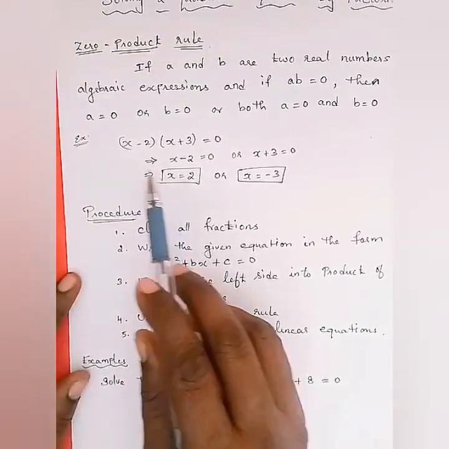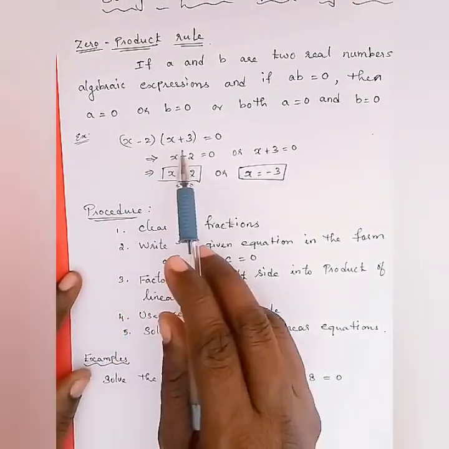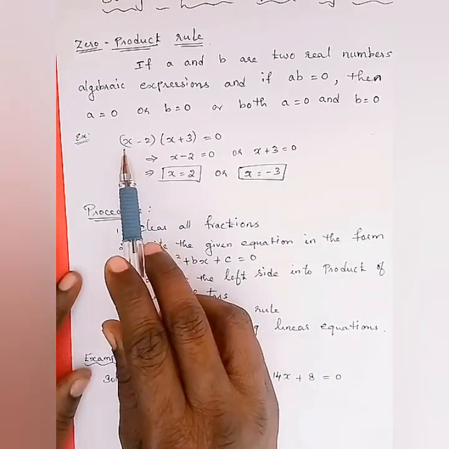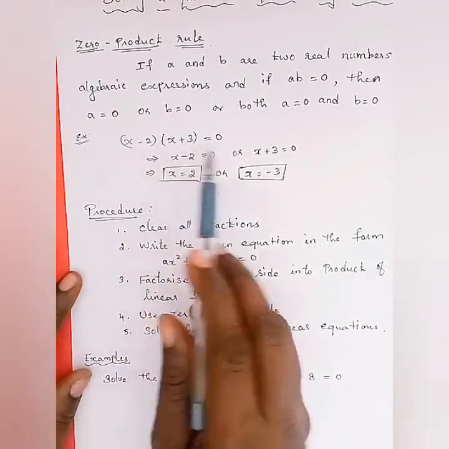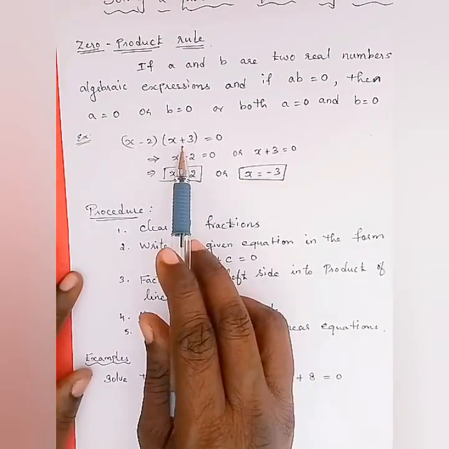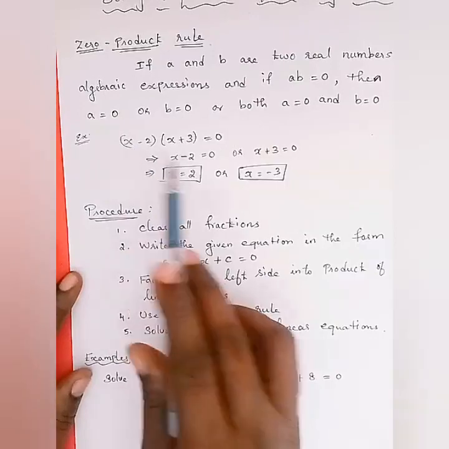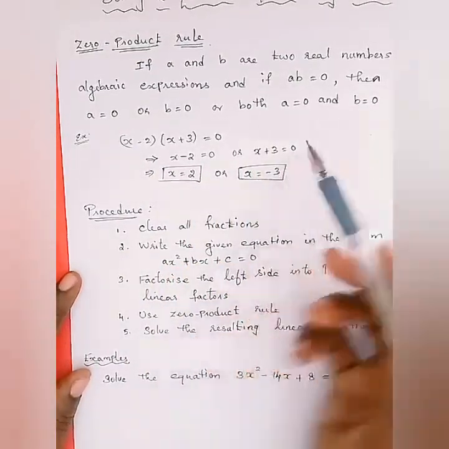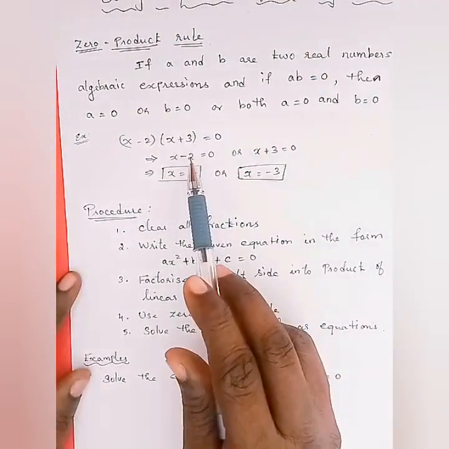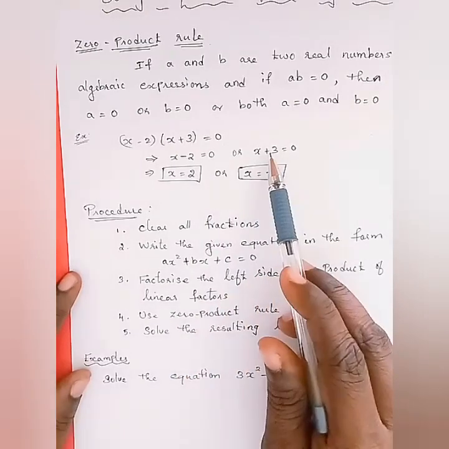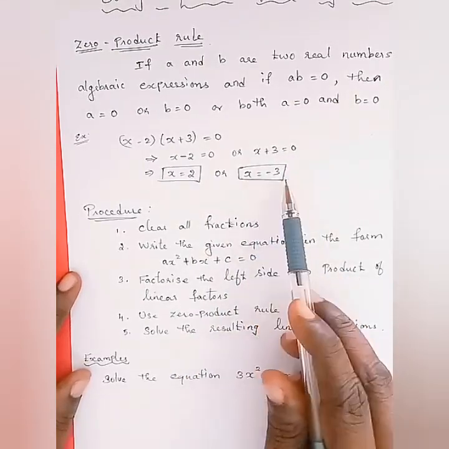One example we can see: x minus 2 into x plus 3 equal to 0. That means this value into this value gives the answer 0, so either this is 0 or this is 0. So we separated this as x minus 2 equal to 0 or x plus 3 equal to 0 using the zero product rule. So x minus 2 equal to 0 means x is equal to 2, or x plus 3 equal to 0 means x is equal to minus 3.